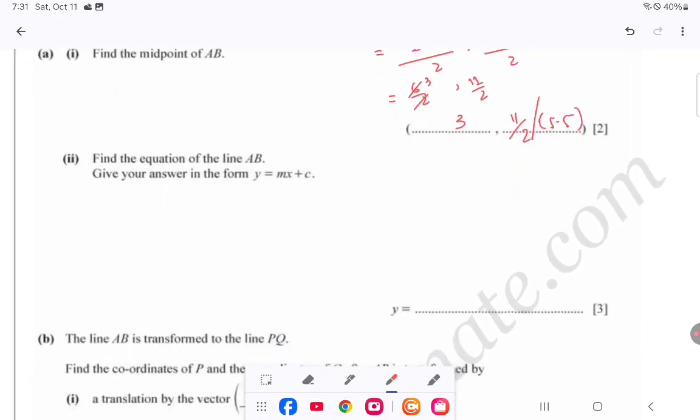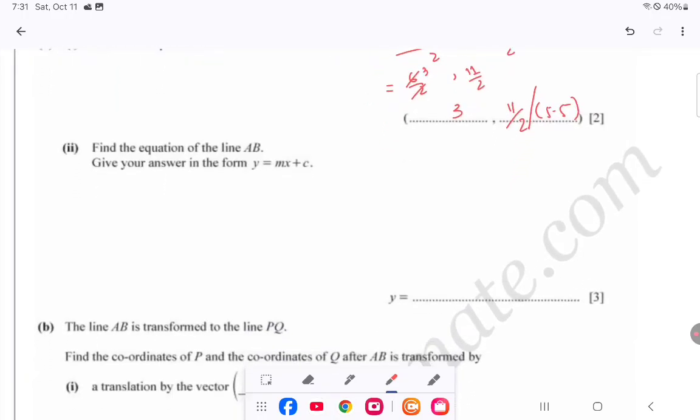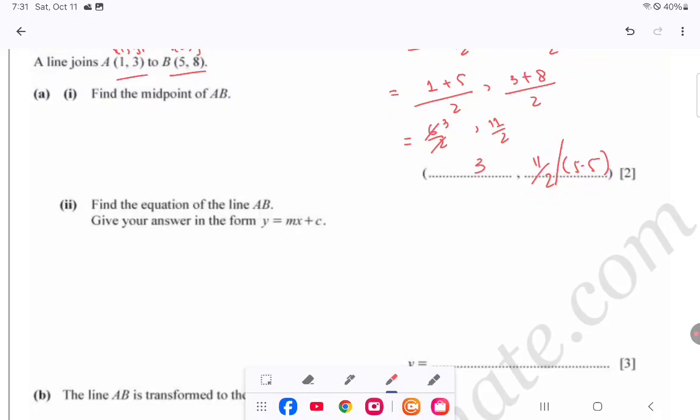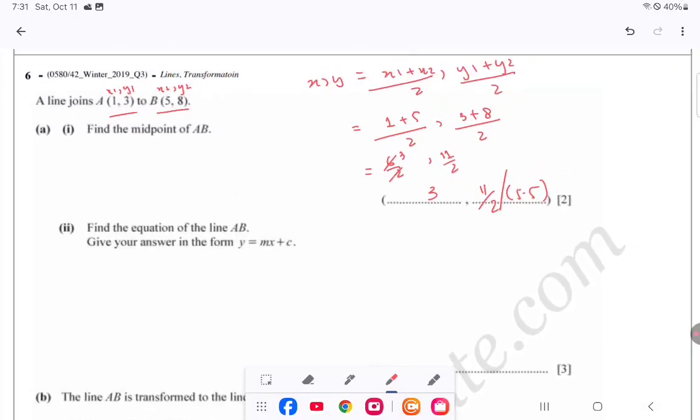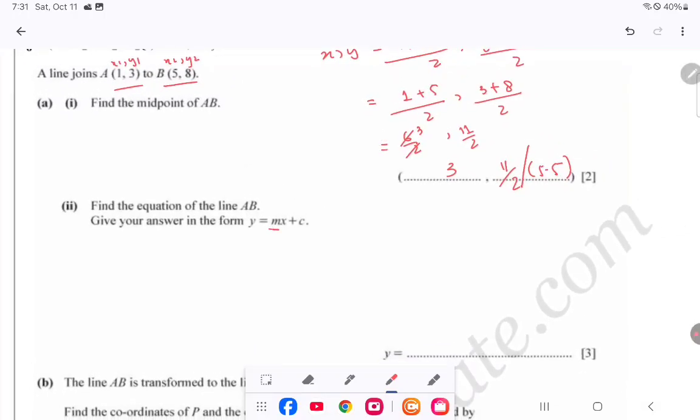In part B, find the equation of line AB. Give your answer in the form y equals mx plus c. We first have to calculate the slope m, which is (y2 minus y1) over (x2 minus x1). y2 is 8, y1 is 3, x2 is 5, x1 is 1, so 5 over 4. This is our value of the slope.